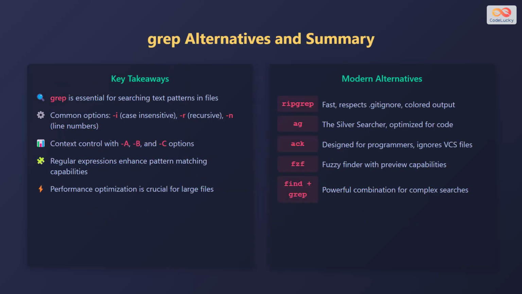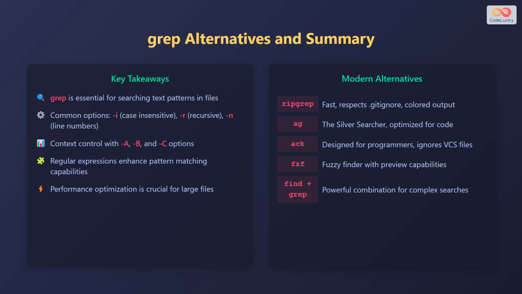Let's summarize what we've learned and explore some modern alternatives to grep. Grep is essential for searching text patterns in files. Common options include -i for case-insensitive search, -r for recursive search, and -n for line numbers. You can control the context of your search with -A, -B, and -C options to show lines after, before, or around the matches.